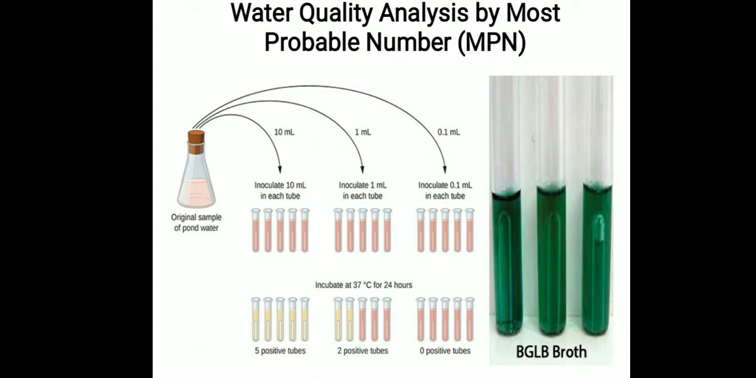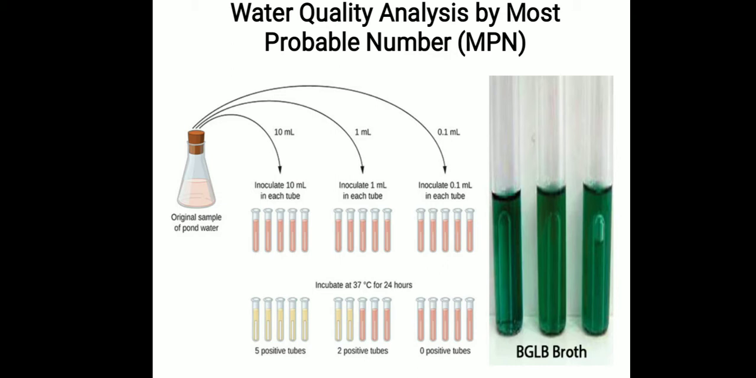This method, the most probable number analysis, is a statistical method based on the random dispersion of microorganisms per volume in a given sample. In this method, measured volumes of water are added to a series of tubes, as you can see in the picture on the diagram, containing a liquid indicator growth medium.